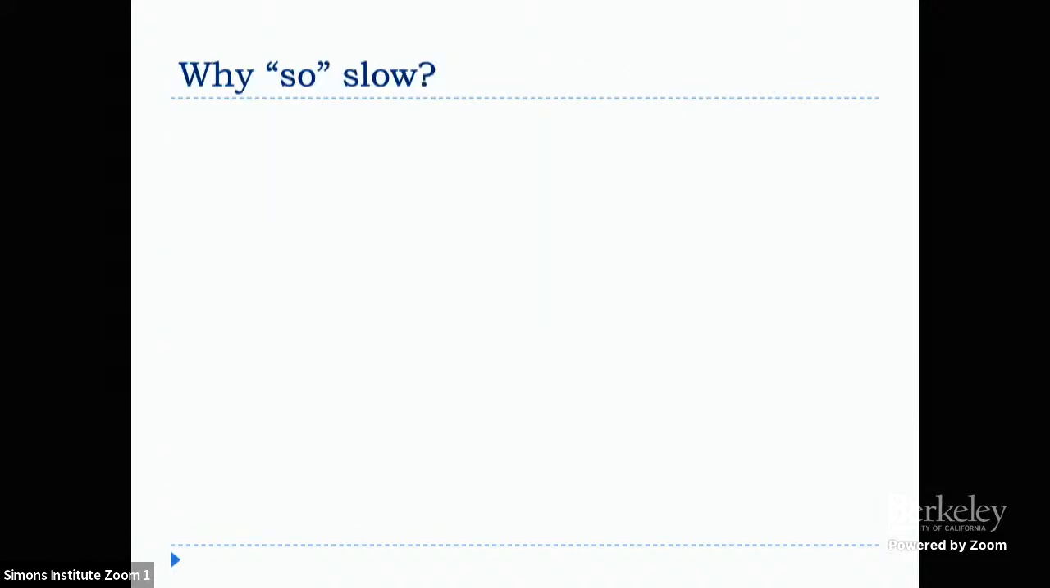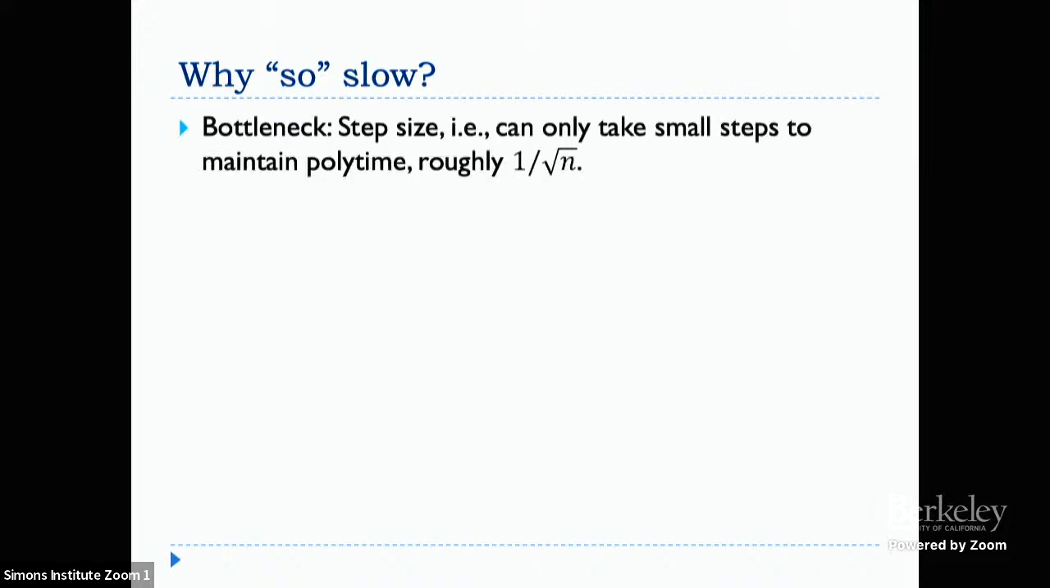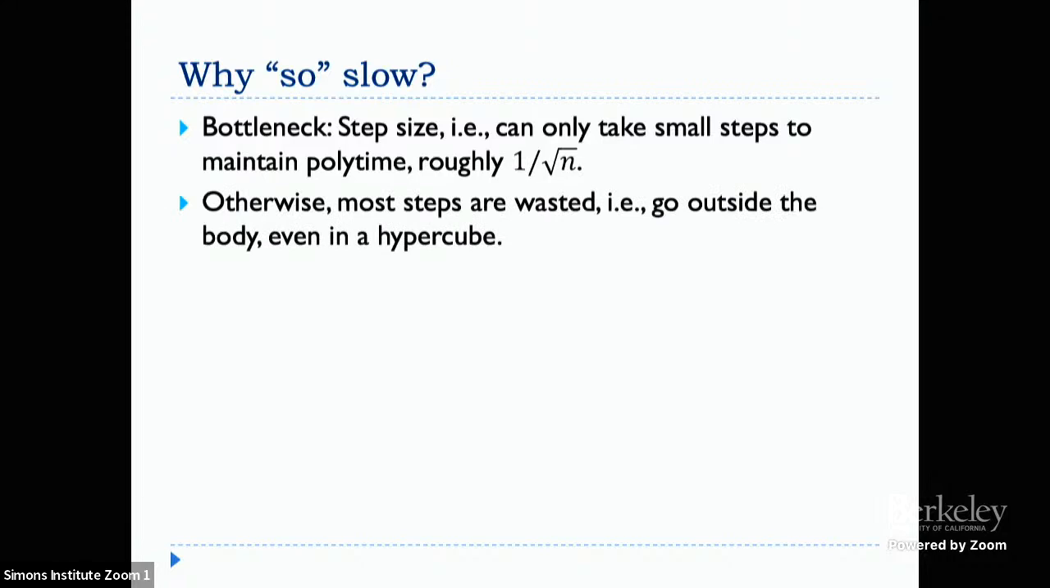Okay, so why is it so slow? Why are we talking about these quadratic and cubic factors? The bottleneck is the step size, both from the optimization and in sampling. It's like, how big a step can you take? So in the sampling case, it's how large of a ball can you use to make your next steps? And the problem is that you're kind of forced to take a ball whose radius is not too large.